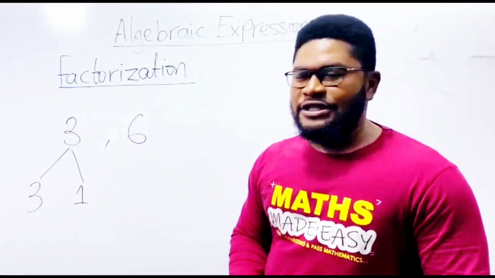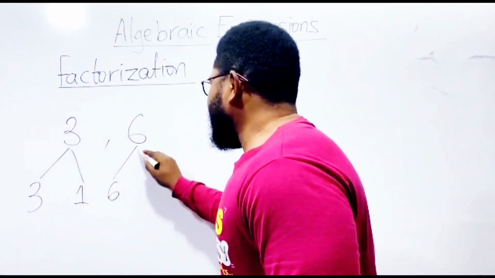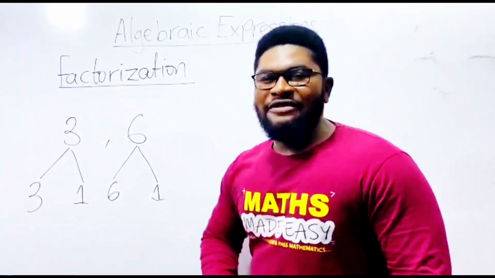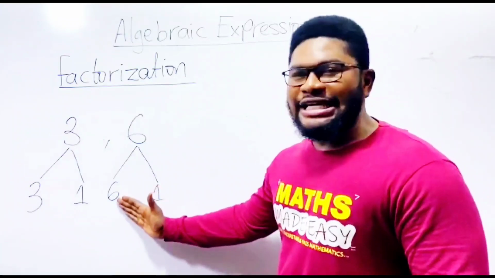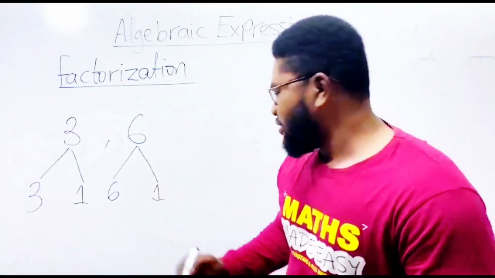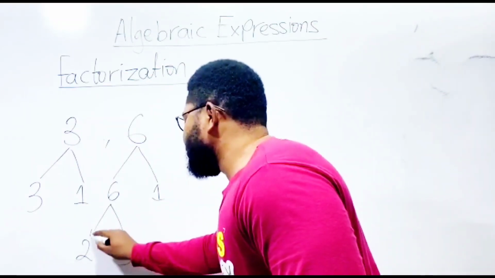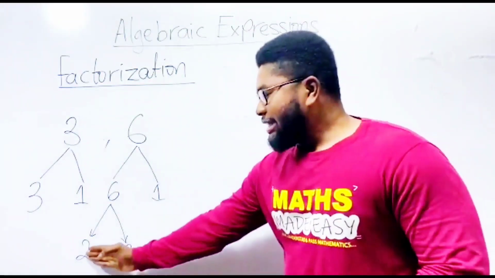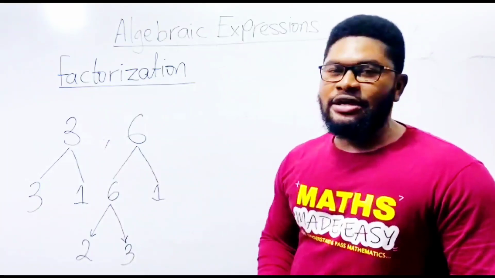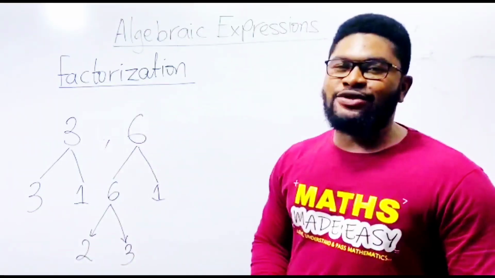Now let's get the factors of 6. 6 and 1 will be the first set of factors, since 6 times 1 will still give us 6. Let's break this one down to 2 and 3. So 2 times 3 will still give us 6. So 2 and 3 are also factors of 6.